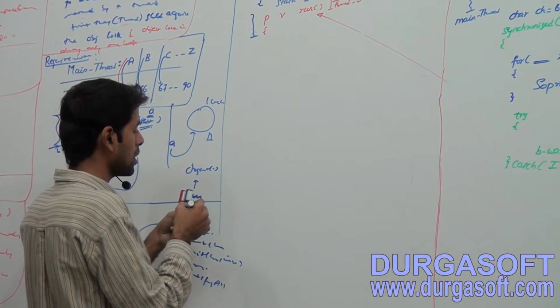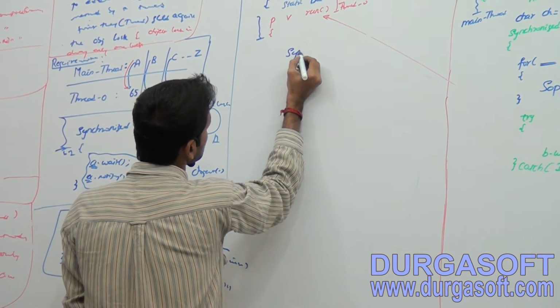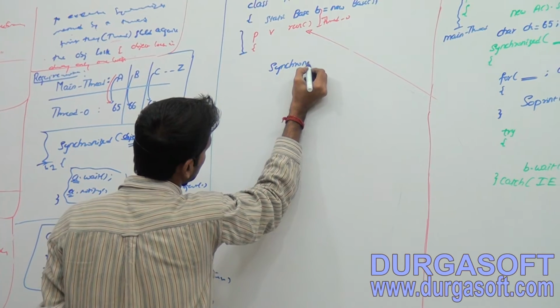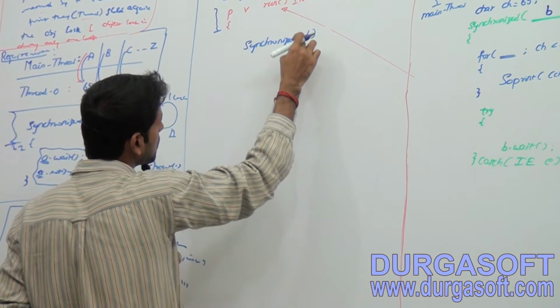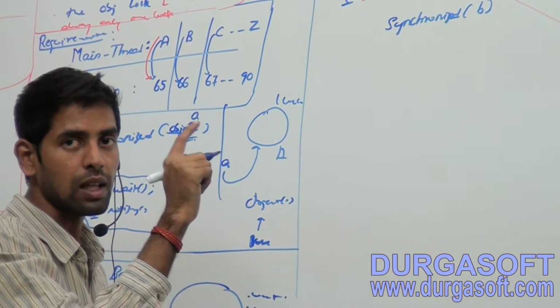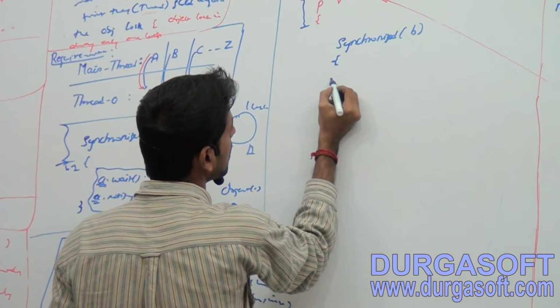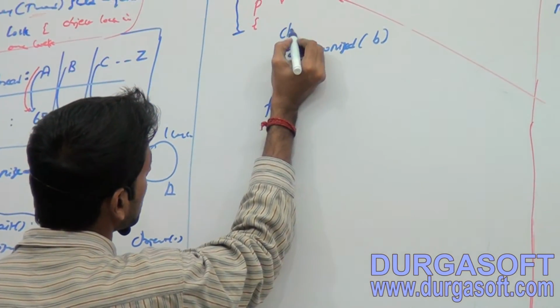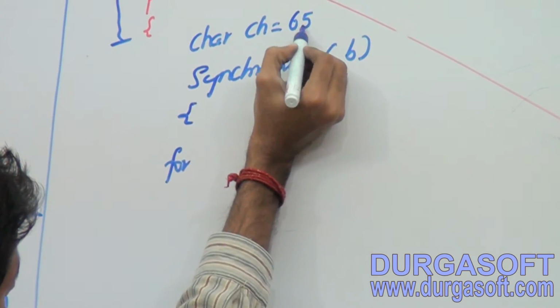Observe here how it is going to execute. Now use one more synchronized block with b. Can I access this b inside the instance area, the run method? Yes, we can access. Now observe here. Now take a for loop. Take a char ch equals 65.